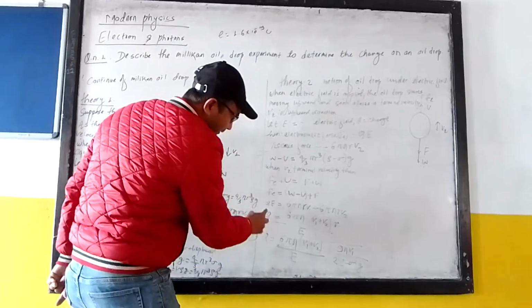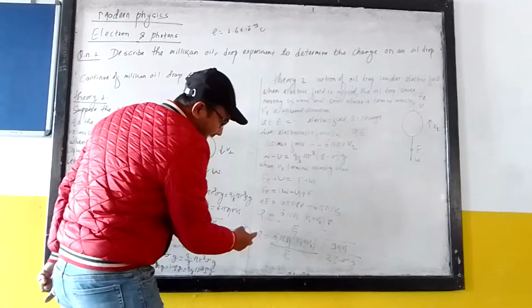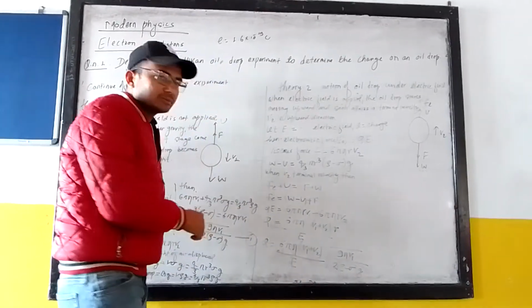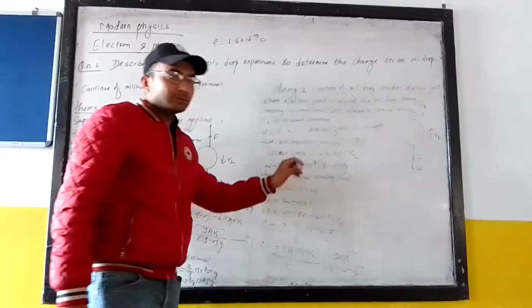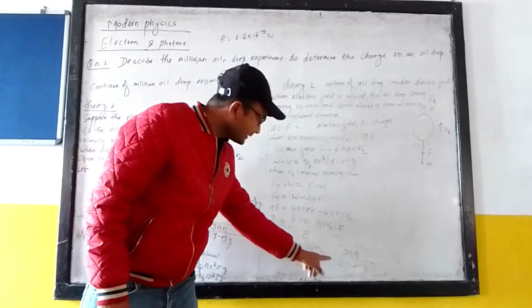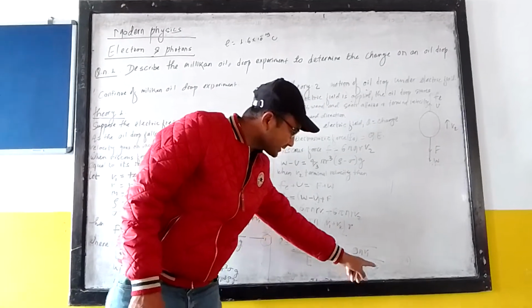So here is Q equal to, as it is Q we divide in this part. At last you can see Q equal to 6 pi eta (v1 plus v2) by E. v1 is terminal velocity without electric field, v2 is terminal velocity with electric field. E is electric field, you can see, and in the place of r we can write the square root of 9 eta v1 divided by 2 (rho minus sigma) g.